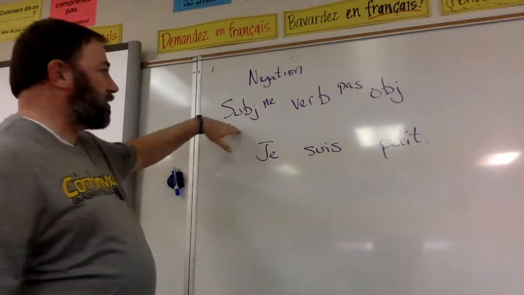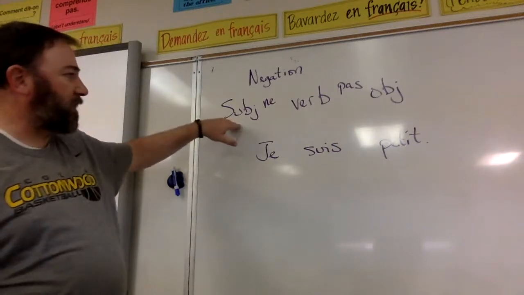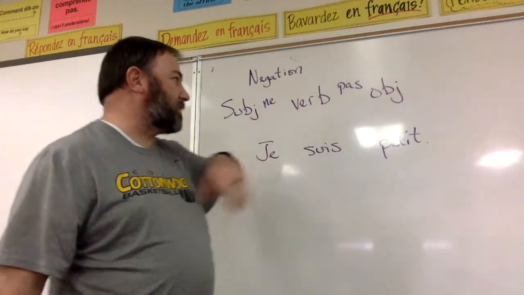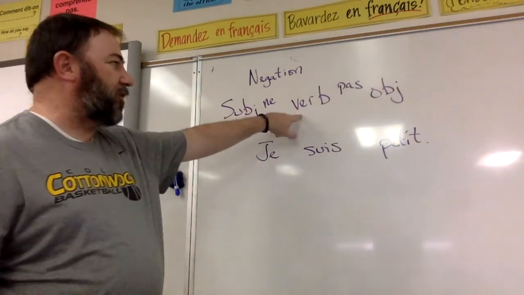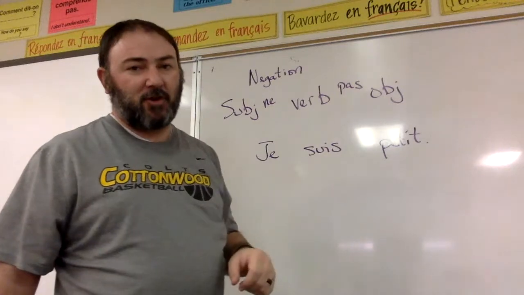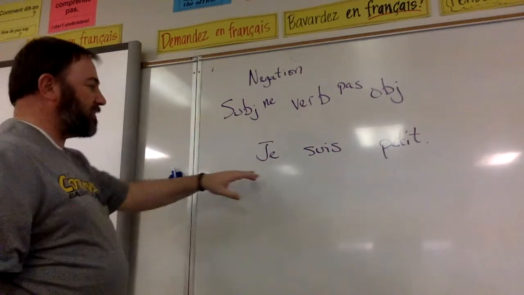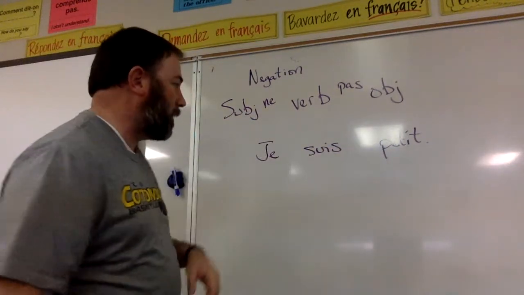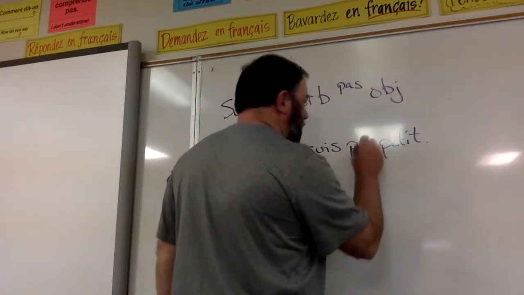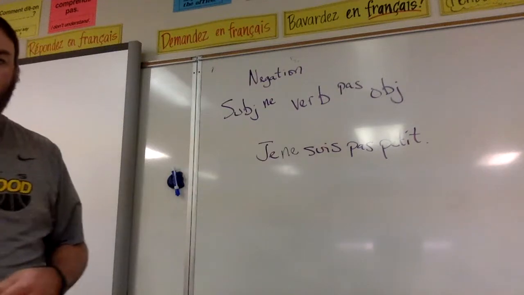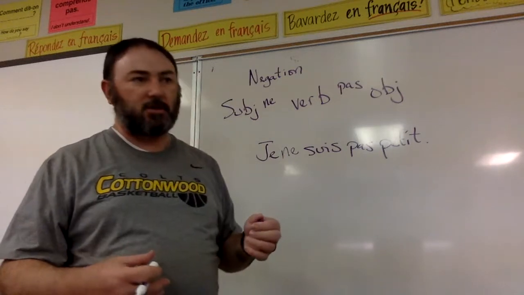So here's our sentence structure. We have subject, verb, and then the object. In order to make a sentence negative in French, you put ne before the verb and pas after the verb, but before the object. So let's do an example. We have this sentence, je suis petit. It becomes, je ne suis pas petit. Instead of saying I am short, it says now I am not short.